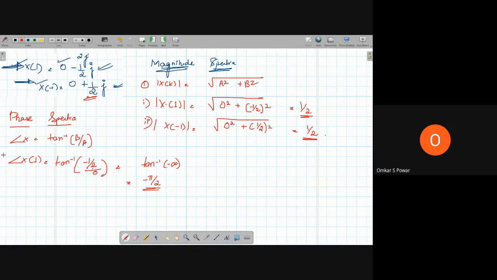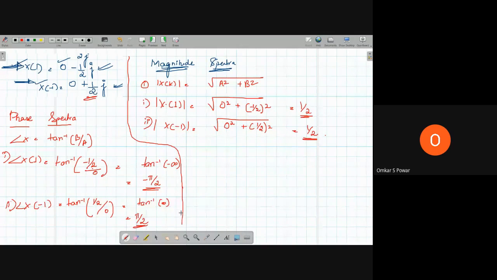Now the second thing we have to do, we want the angle of x of minus 1. So this is equal to tan inverse of b by a. So b is half, a is 0. So tan inverse of infinity, which is equal to pi by 2. So now we have got the magnitude and we have got the phase, and what is left to do? We have to plot it. So let me plot it.